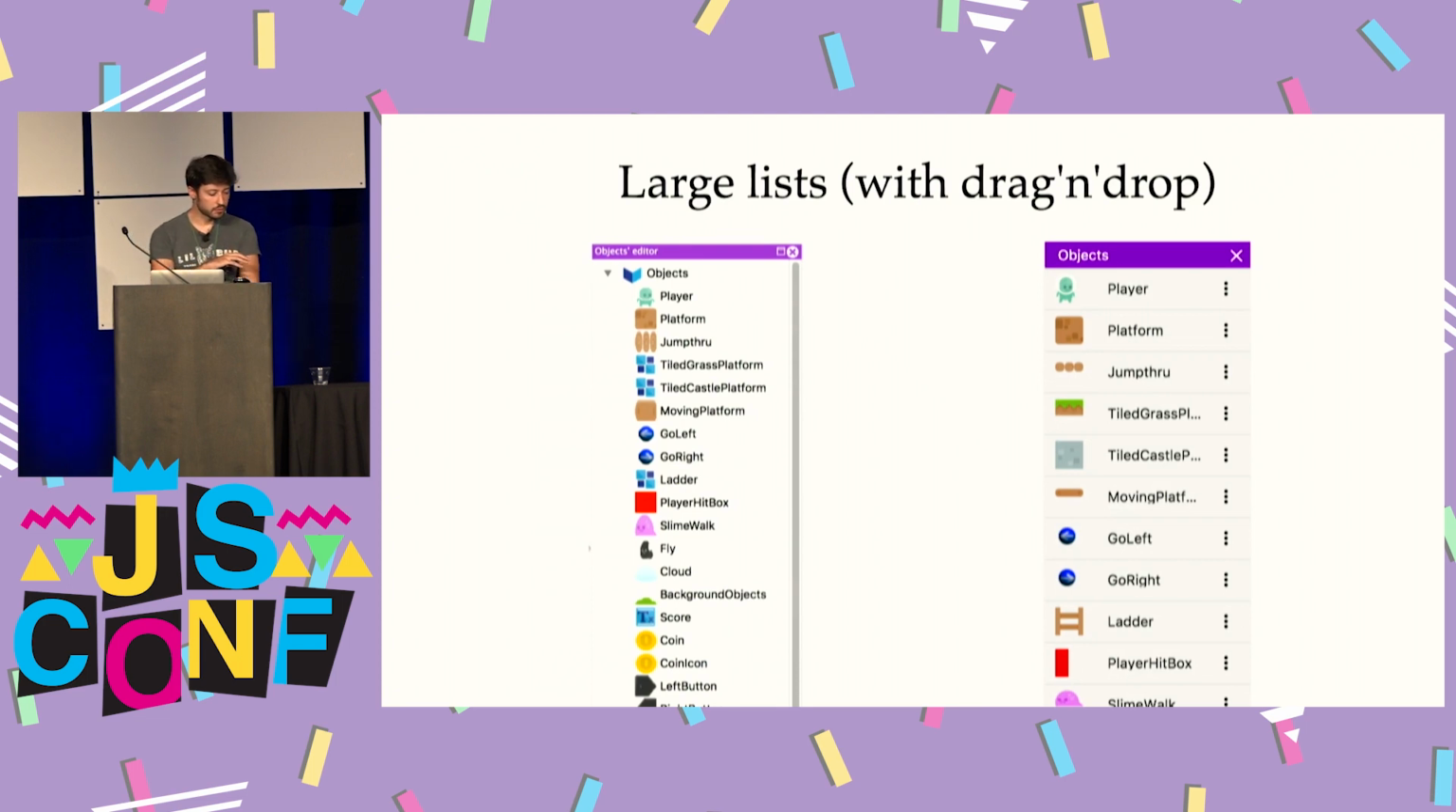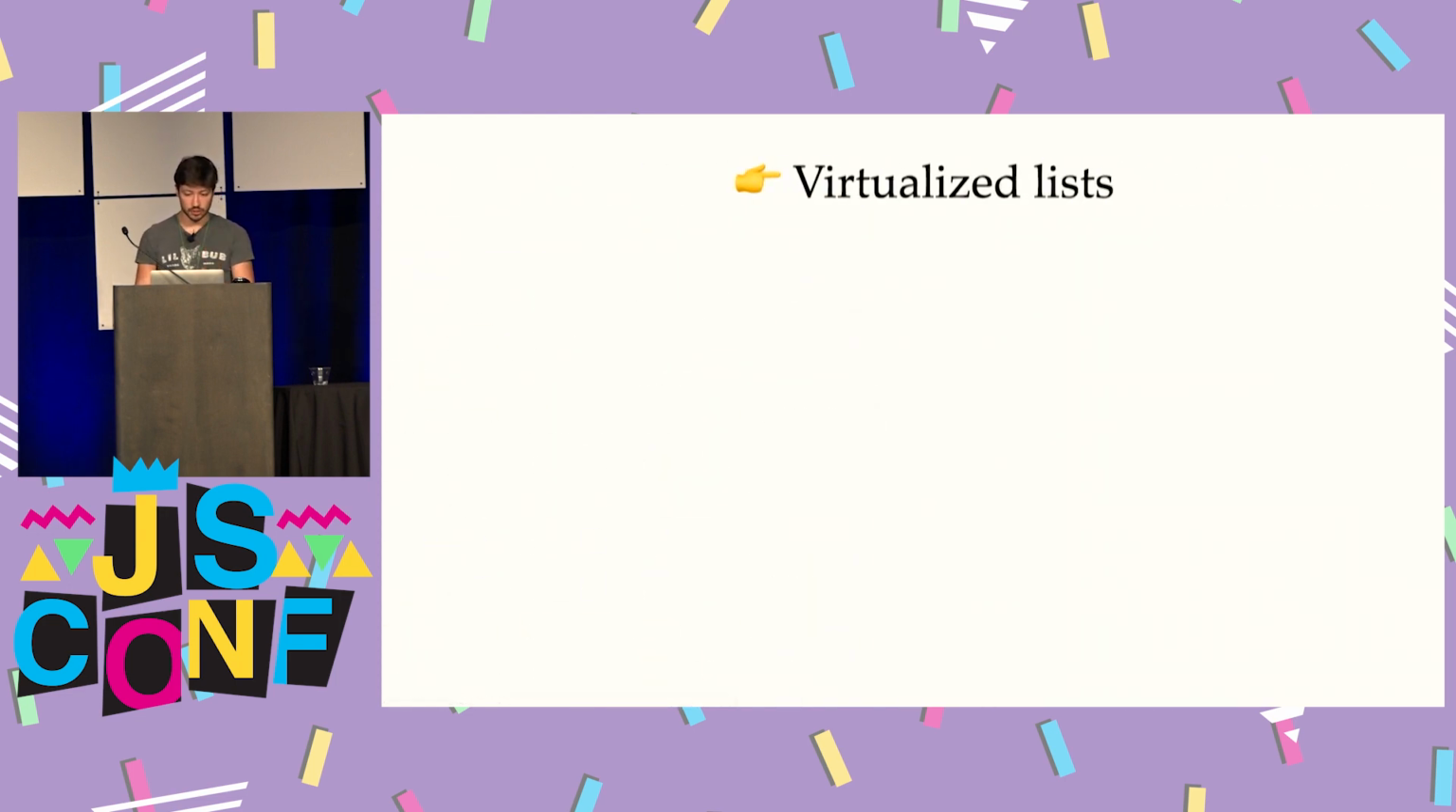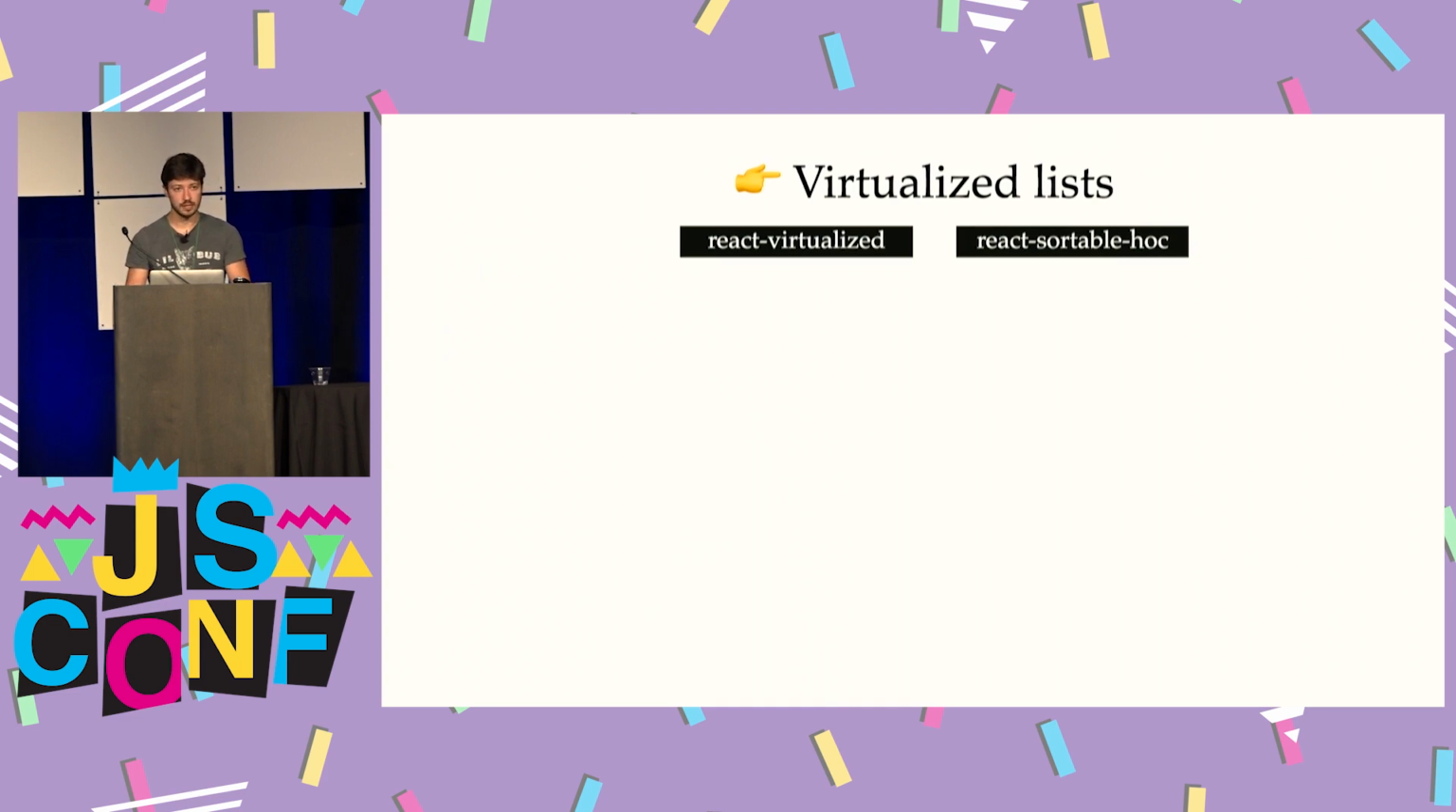So once I have it, the first thing I had to solve was how to display large lists of objects. And when I say large, for example, in the case of GDevelop, I have the list of objects that are living on the scene of the game, and it can be a few hundred objects. So the solution here was to use virtualization. So for example, using React Virtualized and React Sortable HOC, you are able to display on screen a list that is virtualized.